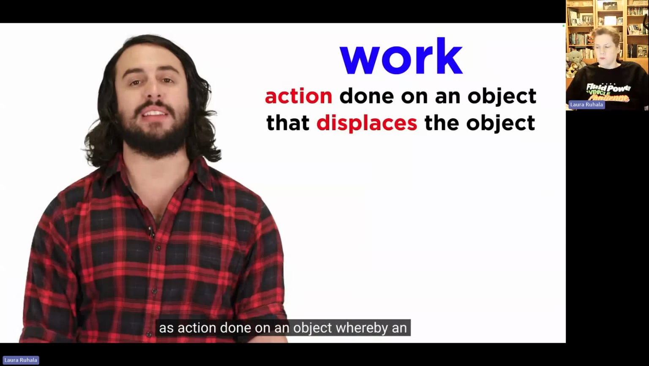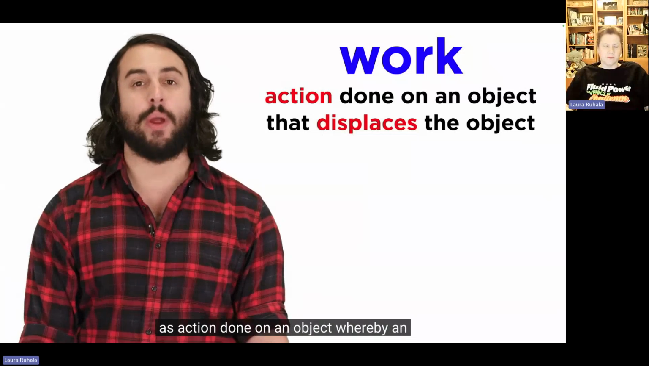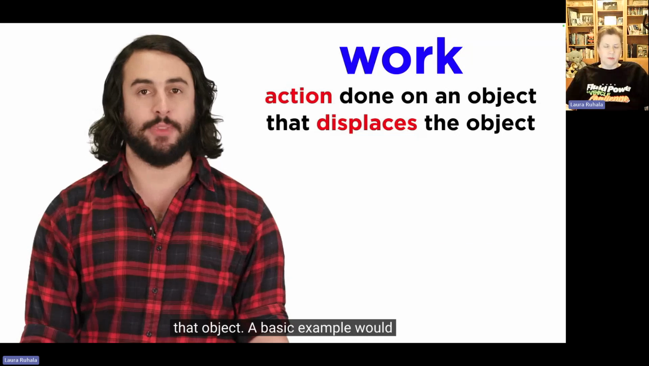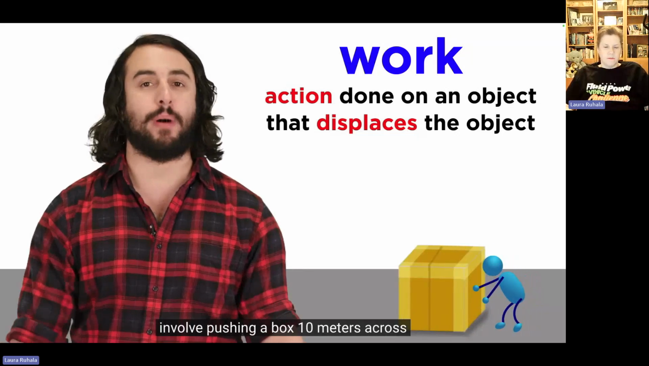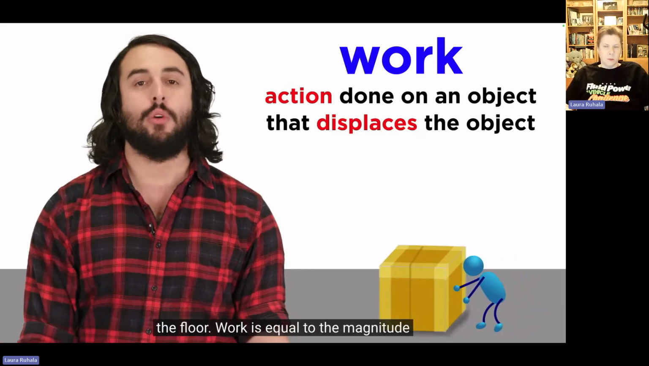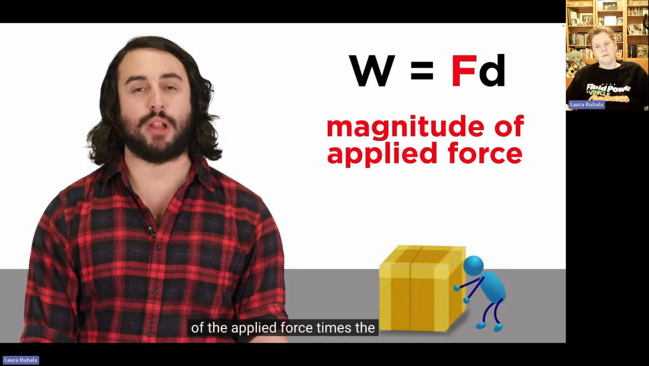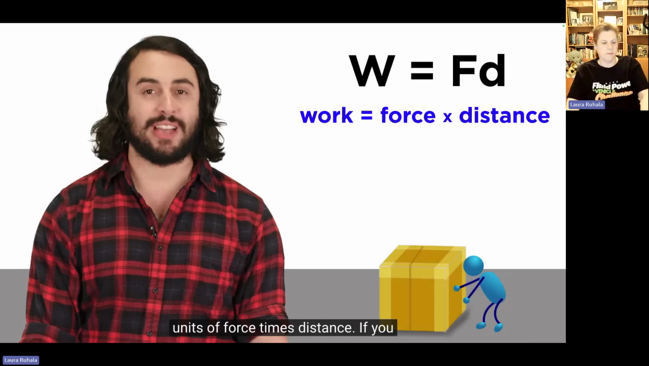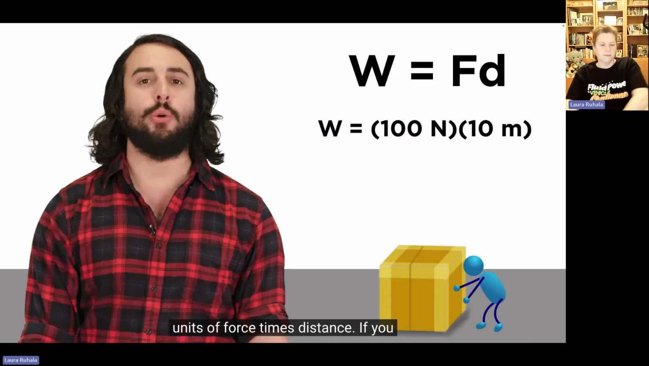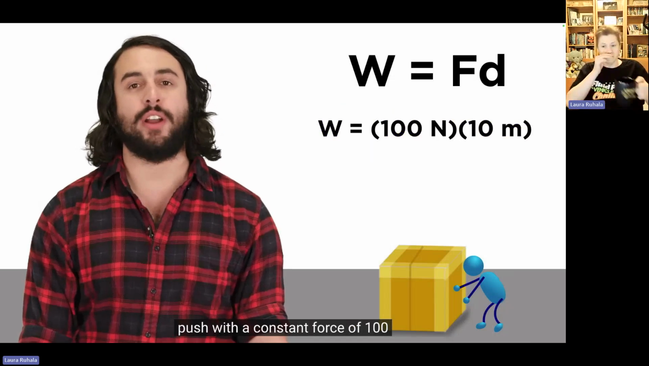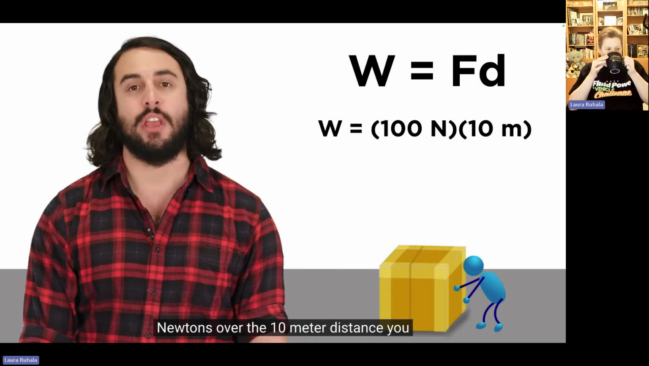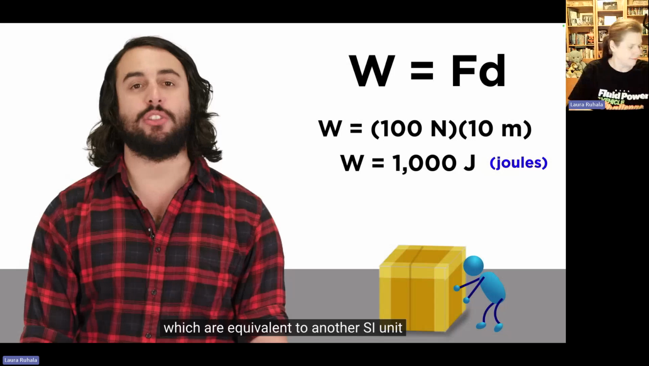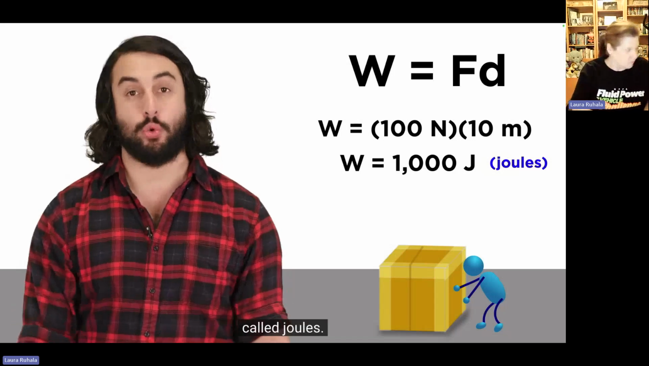Work is defined as action done on an object whereby an applied force causes a displacement of that object. A basic example would involve pushing a box 10 meters across the floor. Work is equal to the magnitude of the applied force times the displacement of the object. So it has units of force times distance. If you push with a constant force of 100 newtons over the 10-meter distance, you would do 1,000 newton meters of work, which are equivalent to another SI unit called joules.